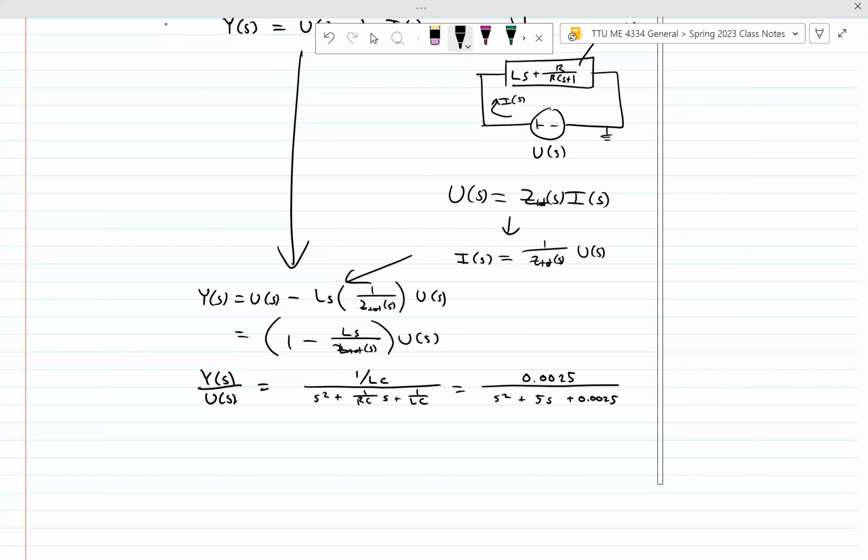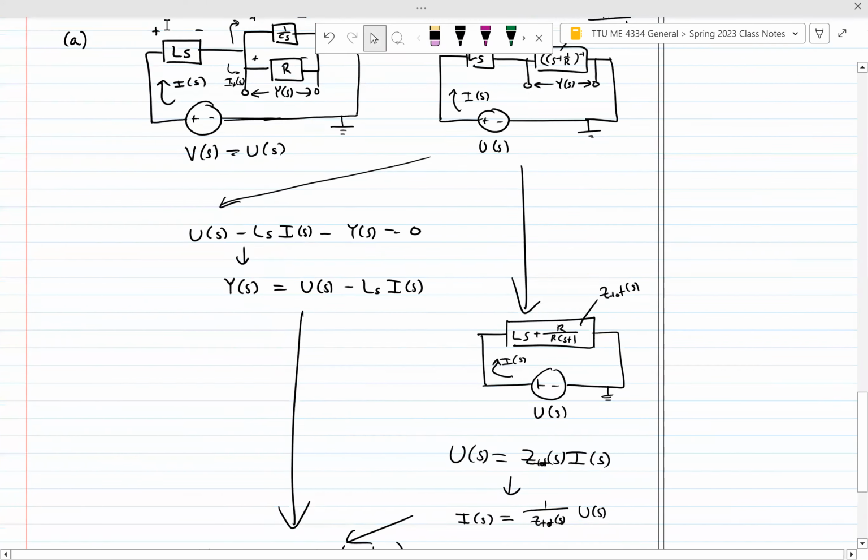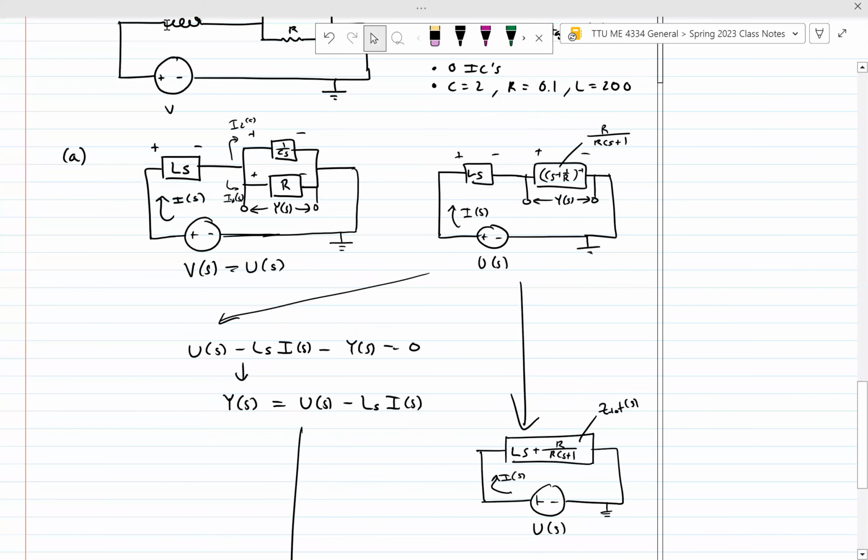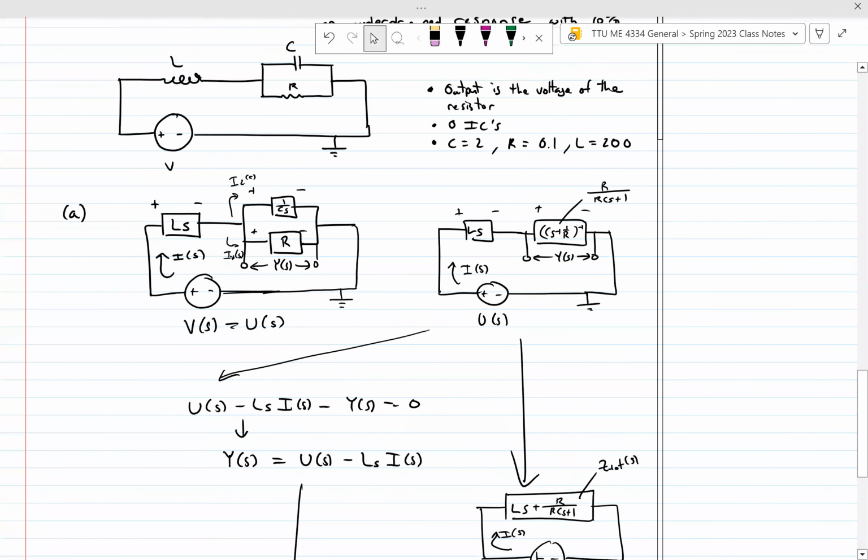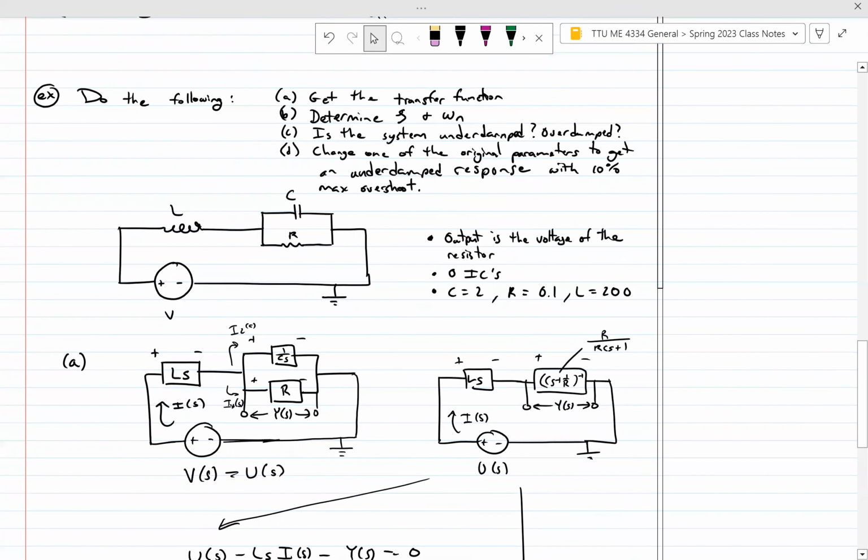Okay, I'm not going to go through breaking down step by step how to reduce it down to this form here, but it should end up something like this. So we end up with a second order system, right? That makes sense too, right? Because we had 2 independent energy storage elements in this circuit. We had a capacitor and we had an inductor. So we should expect to have an S squared or less in the denominator of our transfer function. All right, so that is A.